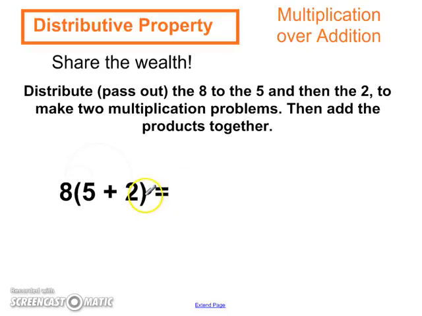Now, this example does not have a variable involved, but here's something that we can do. If I just simplify this side using the order of operations, 5 plus 2 is 7, and so times 8, 8 times 7 is 56.